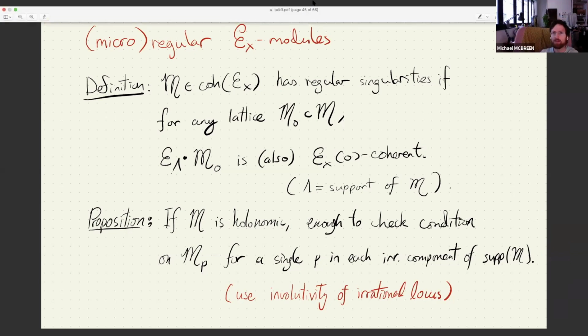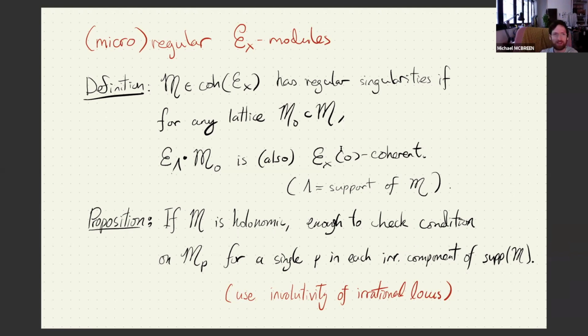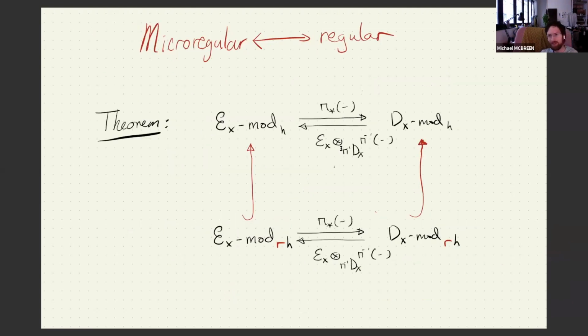Okay, I better hurry up because I'm basically out of time. So the point of this definition is just that it micro-localizes regular singularities of D modules. Under the maps between EX modules and DX modules, regular EX modules correspond to regular DX modules.